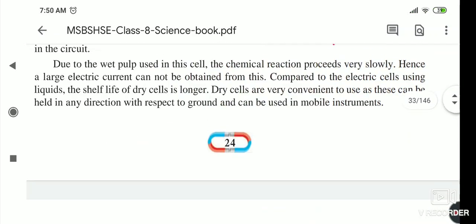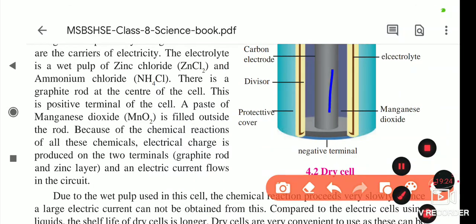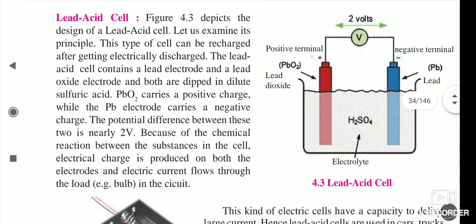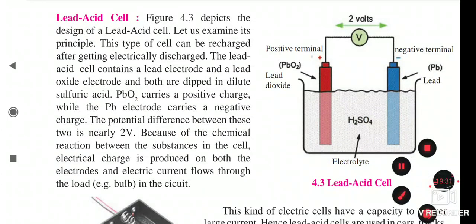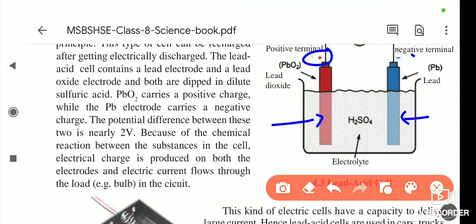In the dry cell the carbon was the positive electrode, and in this figure inside the lead acid cell, lead and lead dioxide are the two electrodes. If you see the signs, this is the positive electrode and this is the negative electrode. Lead dioxide is the positive electrode and lead is the negative electrode.